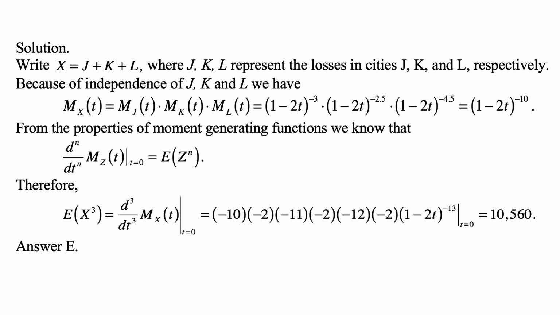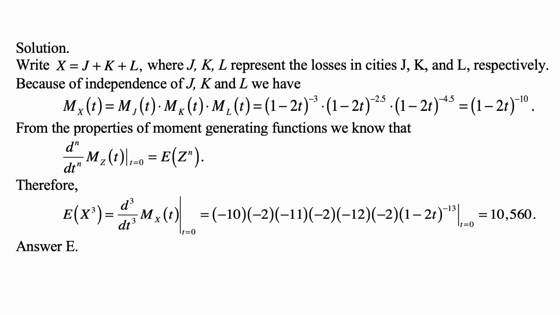And from the key crucial properties of the moment-generating functions that you must know for the exam, we know that the nth derivative of a moment-generating function of random variable Z evaluated at t equal to 0 is equal to the nth moment of the underlying probability distribution. So in this case, E[X^3] is simply equal to the third derivative of m_X(t) evaluated at t equal to 0. So we take the first, second, and then third derivative.